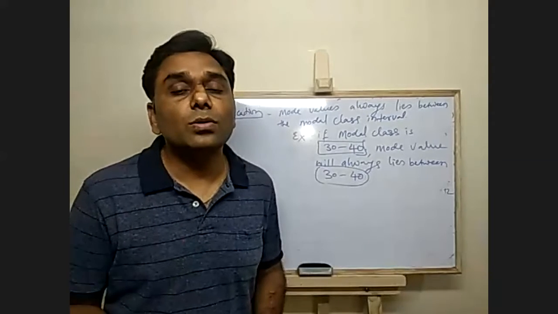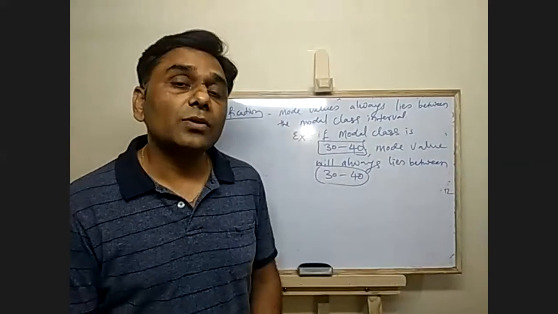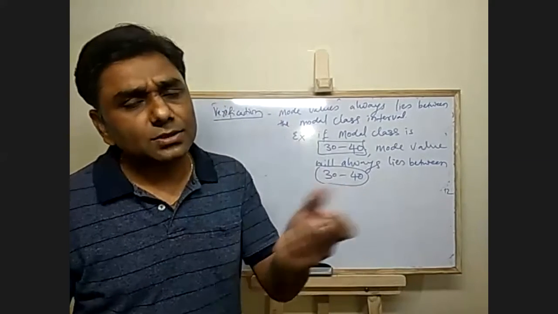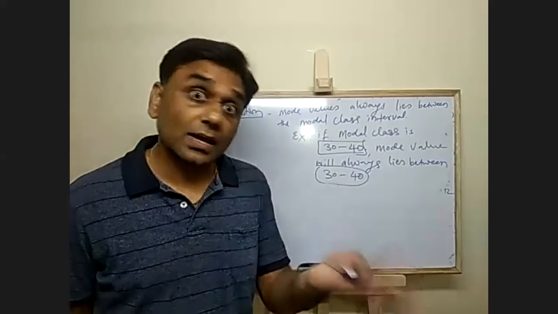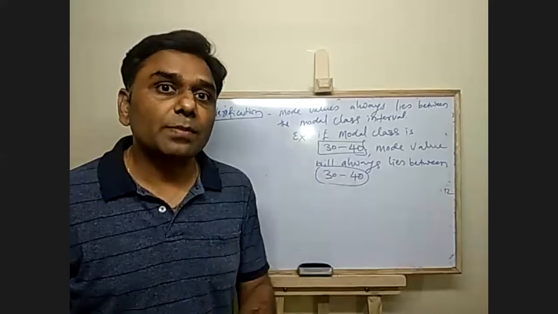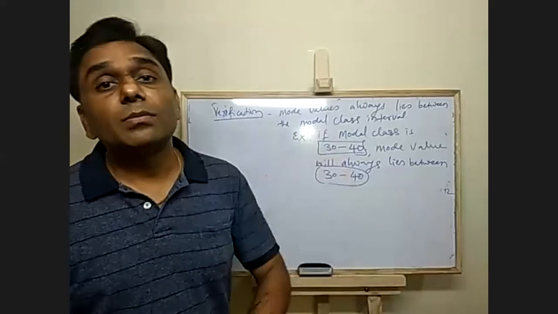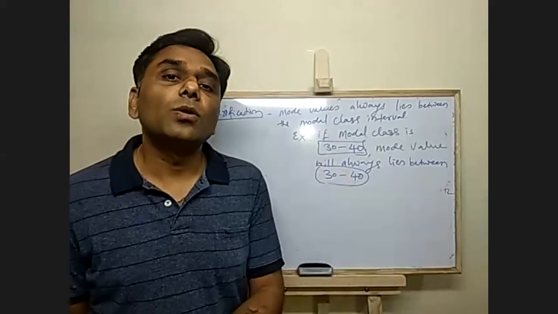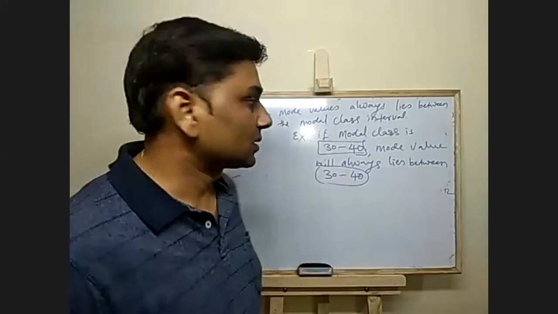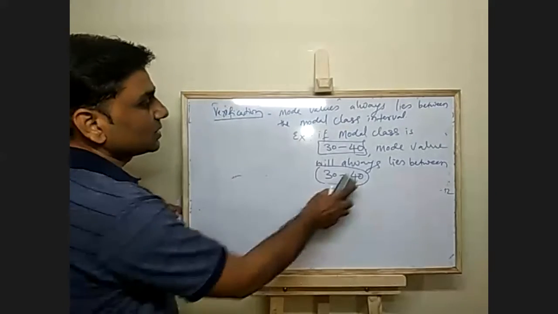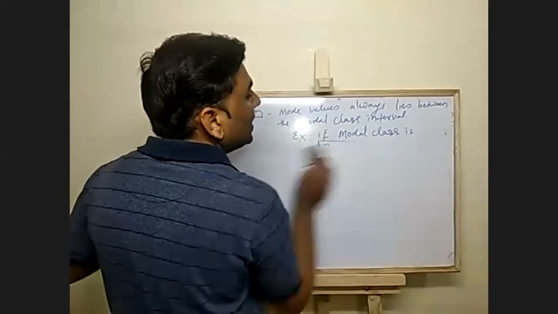Now what you have to do? You have to go for the next method. You can go for empirical. That is the last resort. You can go to the empirical method, solve the problem and get the answer. There also you can compare. Using the empirical method, when you calculate mean, median, mode, there also the mode value will always lie between the modal class. So let's have a look at the empirical.